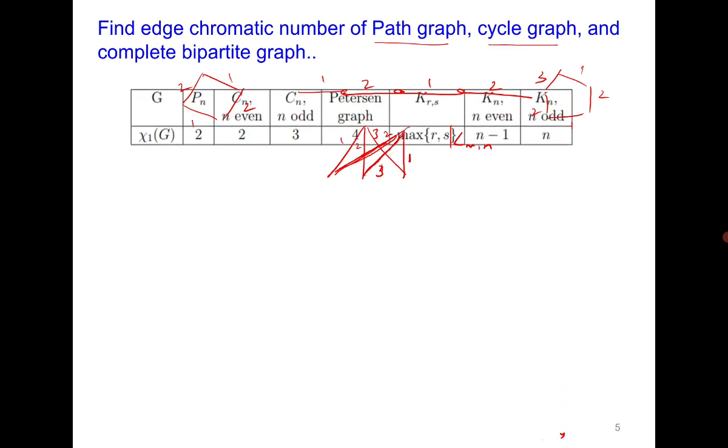So this is the table which says that path graph 2, cycle graph n even 2, n odd 3, Petersen graph 4, K r,s complete bipartite graph maximum of r comma s, and then Kn.